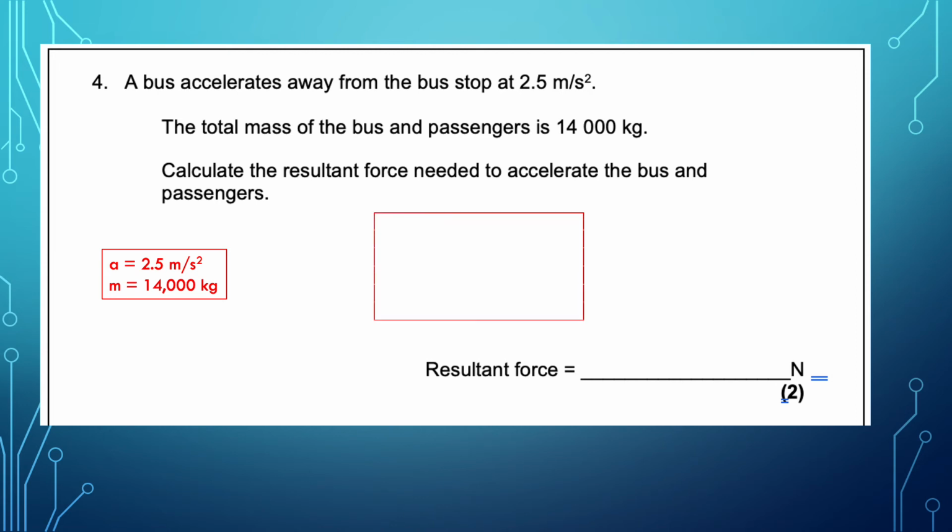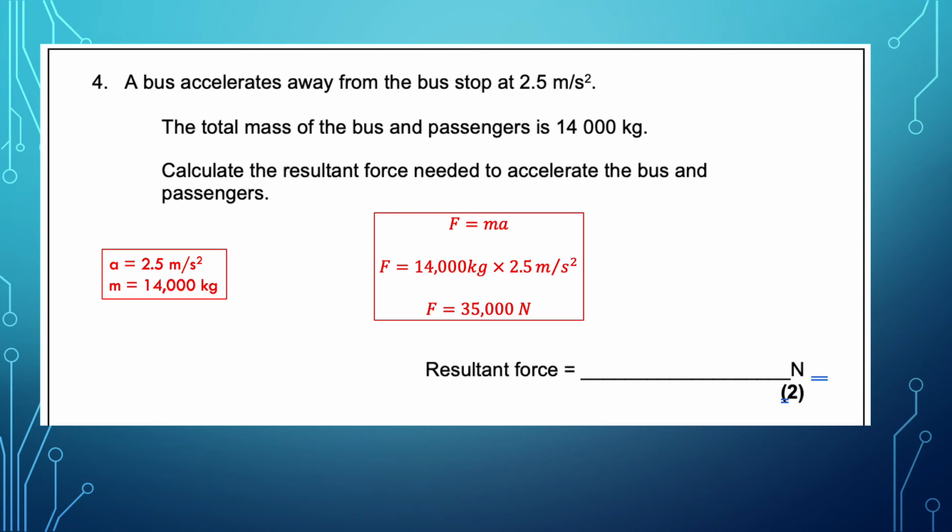Now you want to say, okay, what formula do I need? That is, calculate the resultant force. So you want to use an equation that says F equals, what's the rest of that equation? And the answer is FMA. No, I'm just kidding. It's F equals M times A. So all you have to do is replace the numbers. F equals 14,000, which is the mass, times acceleration, which is 2.5, and you get a total of 35,000 newtons. Simple as that. 2 points, 1 point for the answer, 1 point for the substitution.